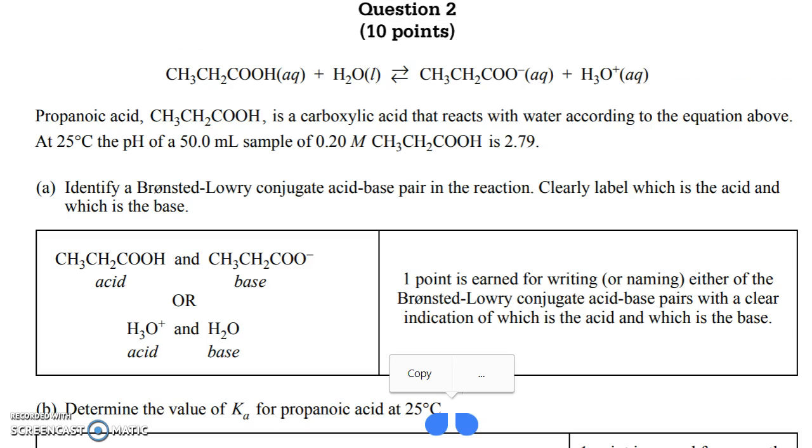Okay. So propanoic acid is a carboxylic acid, and it gives you the pH. It gives you the equation, the net ionic, and then it's asking for the Bronsted-Lowry conjugate base.